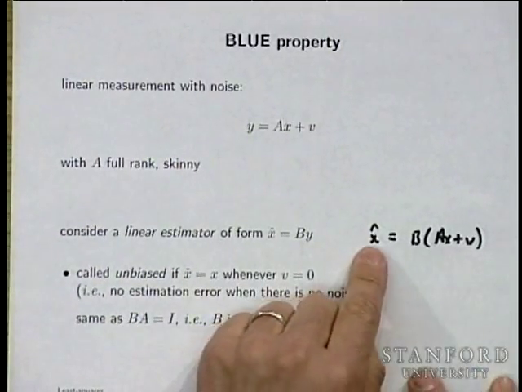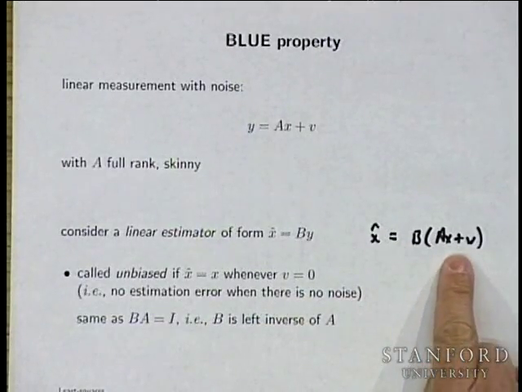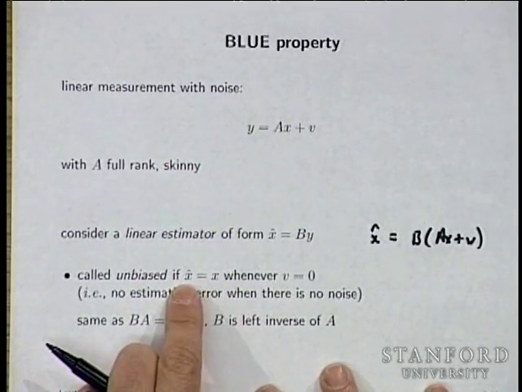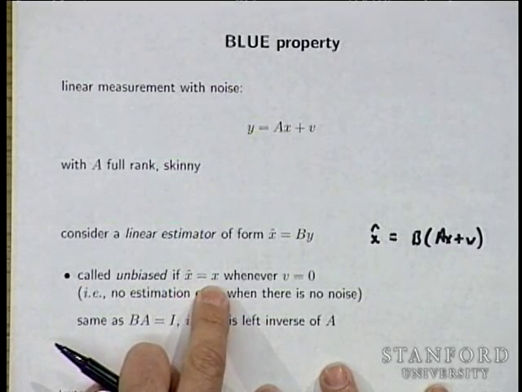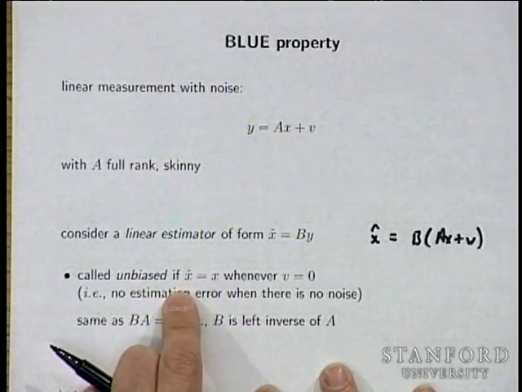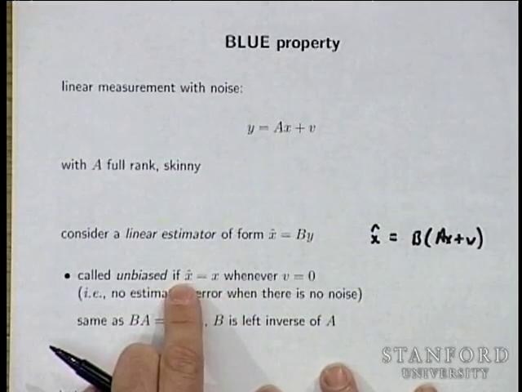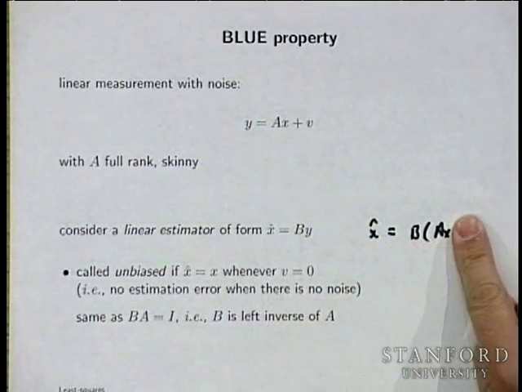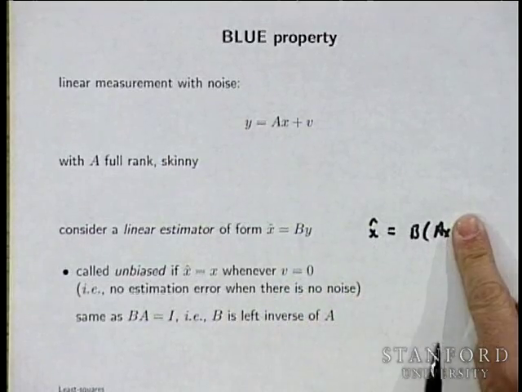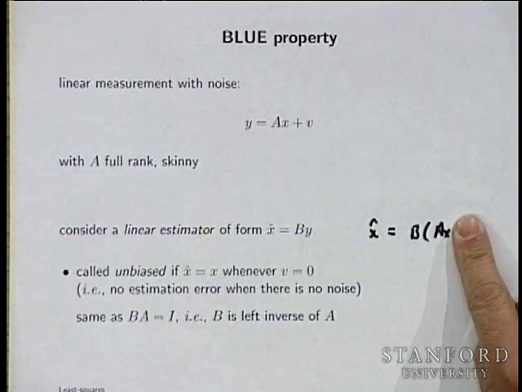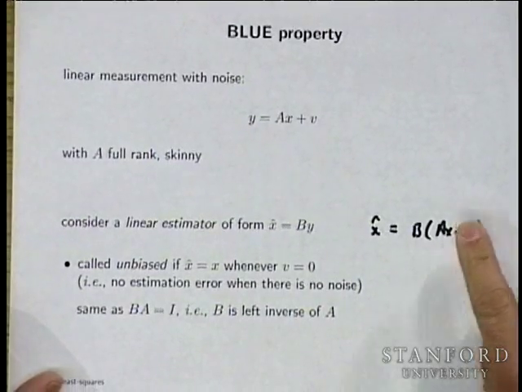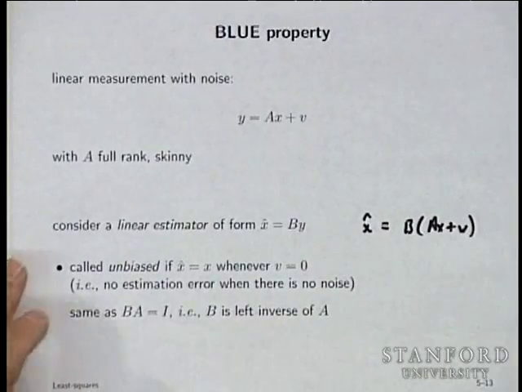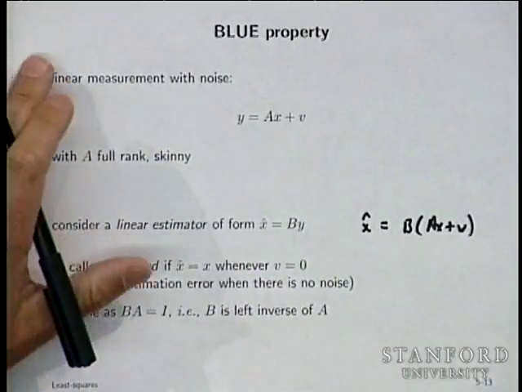Okay. So x hat is B times (Ax plus v) here, and it's called unbiased if, without noise, it's infallible. It always reconstructs x. An estimator that works perfectly in the absence of noise is called unbiased. What that means is this: if v is 0, x hat is BAx. And the only way for x hat to equal x, always, is for BA to be I. That means it's a left inverse. When someone says left inverse to me, I think only of an unbiased estimator. To me, they are identical.